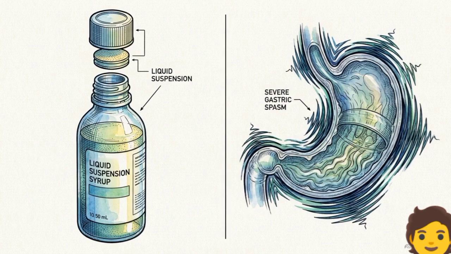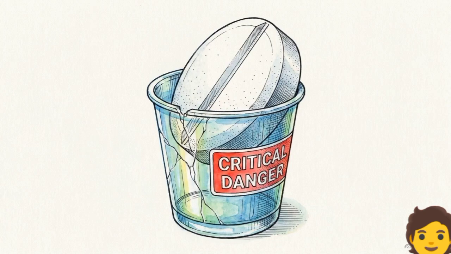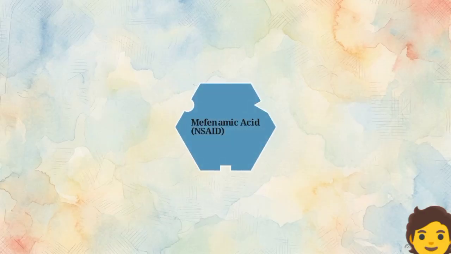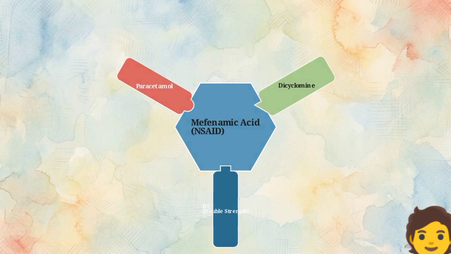Handing the pediatric suspension to the adult colic patient will likely fail to resolve the spasm, while swapping them the other way around risks acute toxicity. This happens because Meftal operates as a modular system, with multiple variations all built upon a single base compound.